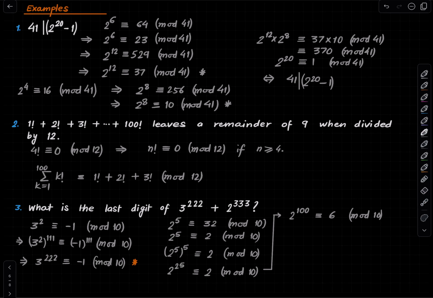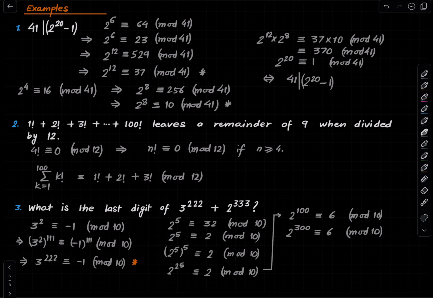I'm being a little bit fast, but I hope you follow. This is 6. And now I'll raise both sides to the power 3. So I get 2 to the power 300 is congruent to 6 to the power 3 mod 10. But 6 cube is 216. 216 is same as 6 modulo 10.